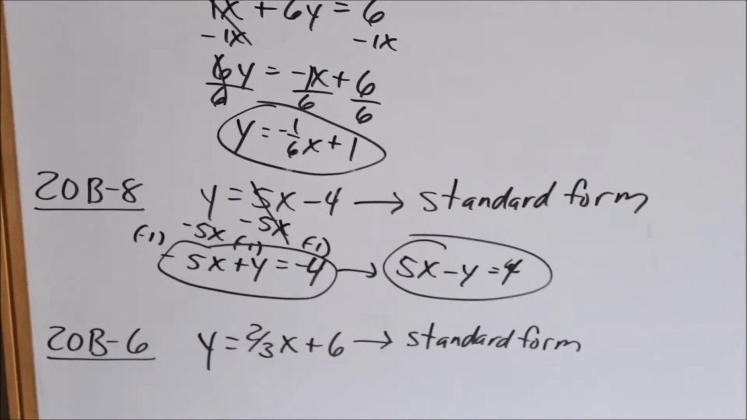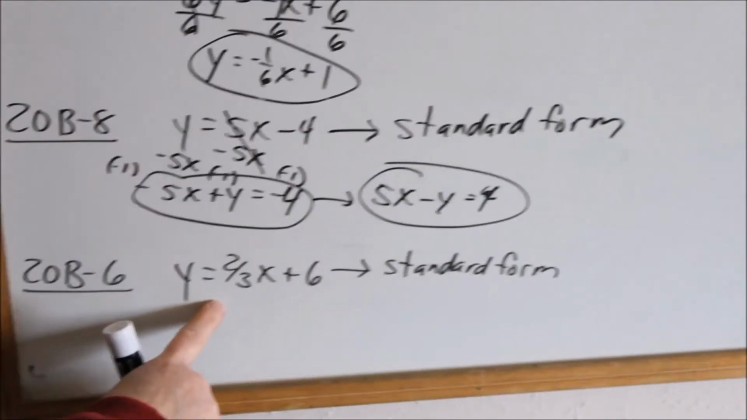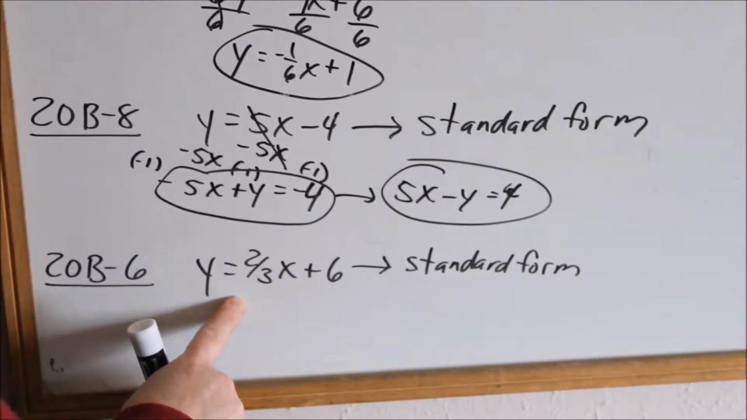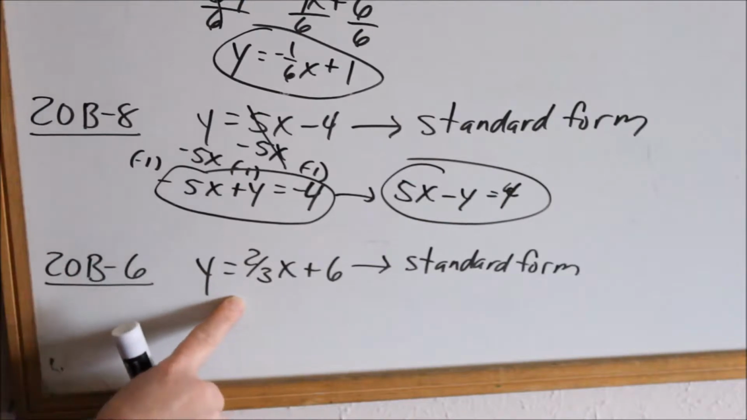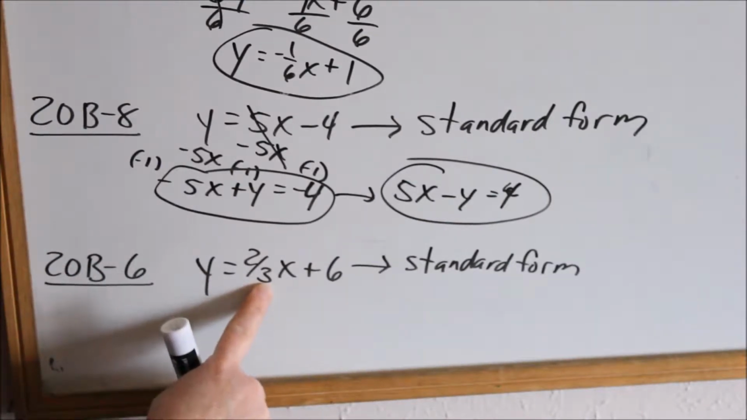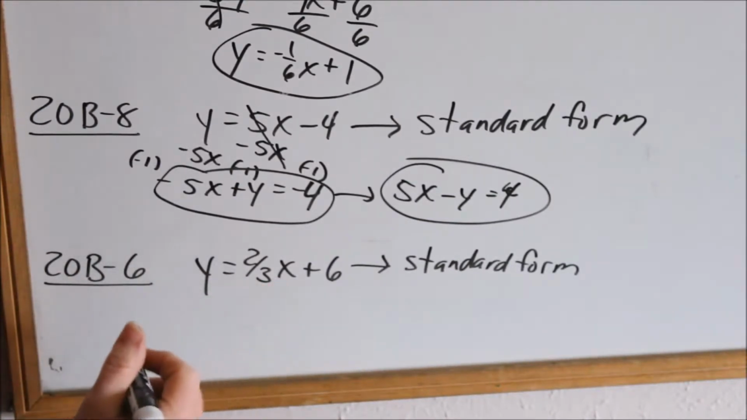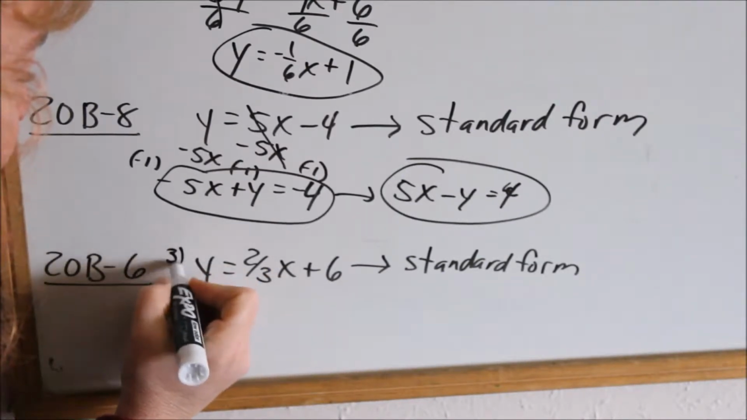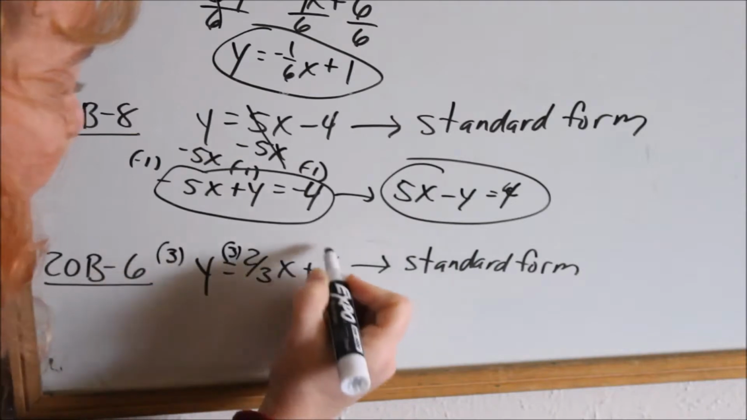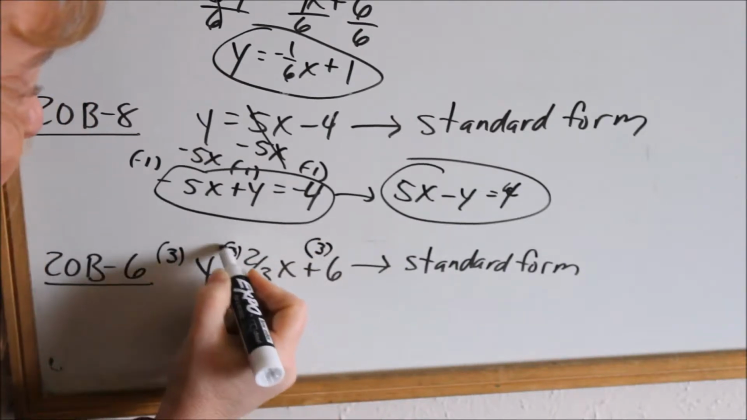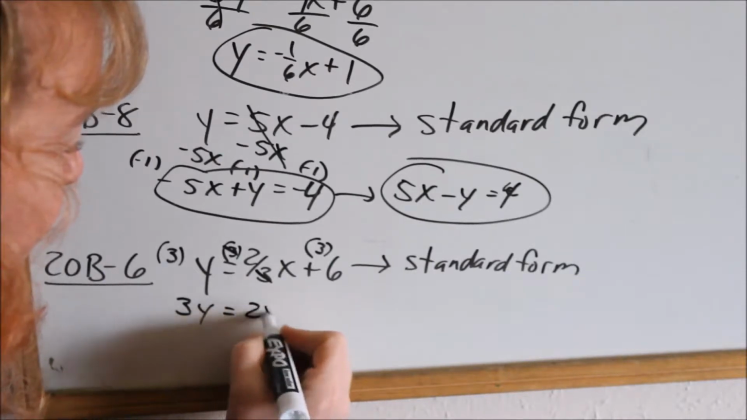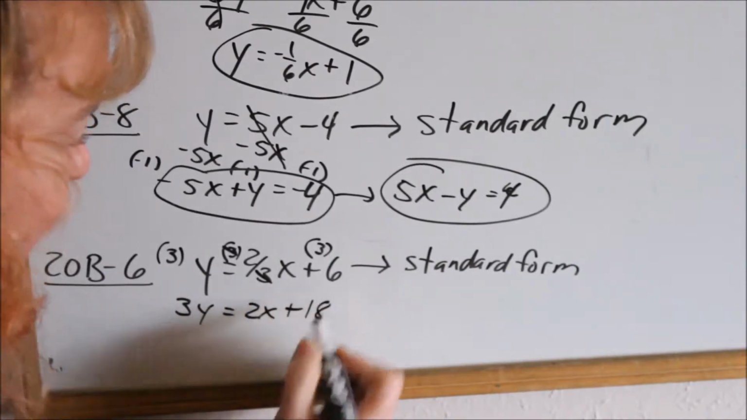Okay, let's look at 20b-6. We want to put this in standard form. Standard form is x's and y's on one side, whole numbers on the other, and there are no fractions in standard form. So since I have a fraction right here, I recognize I need to get rid of the fraction. In order to get rid of that denominator of 3, I have to multiply everything by a 3, every term. So here those 3's cancel, and I'm left with 3y equals 2x plus 18.